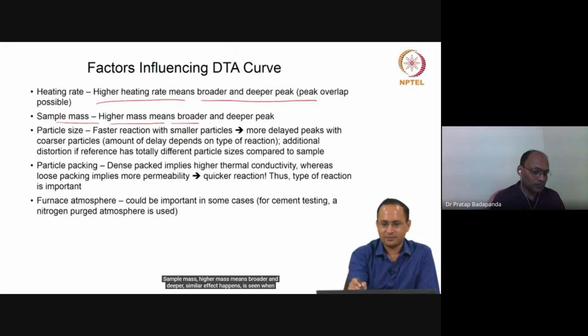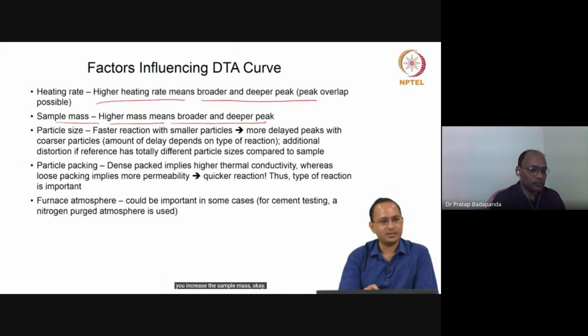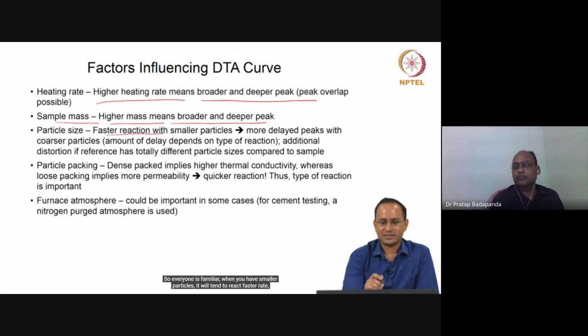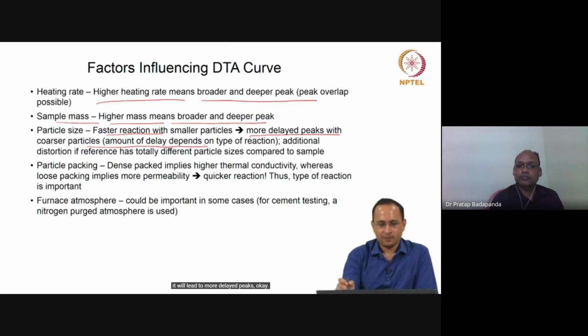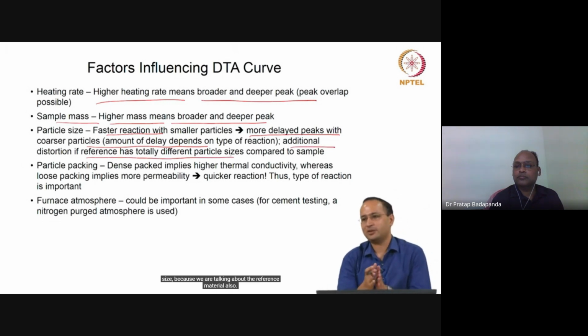Sample mass, higher mass means broader and deeper. A similar effect is seen when you increase the sample mass. Okay. Now particle size, how does that affect your DTA curve? Everyone is familiar that smaller particles tend to react at a faster rate. You have higher surface area. This leads to more delayed peaks with coarser particles. If you have coarser particles, it will lead to more delayed peaks. Also there is additional distortion if the reference has a totally different particle size, because we are talking about the reference material also.